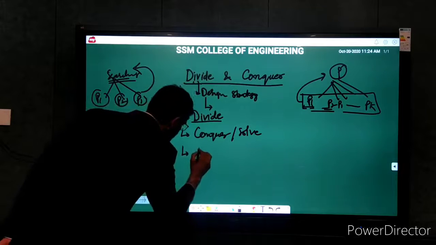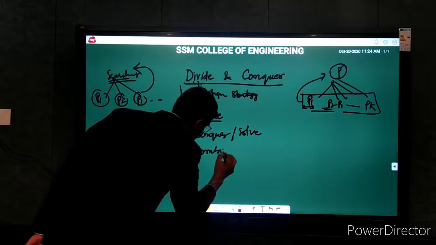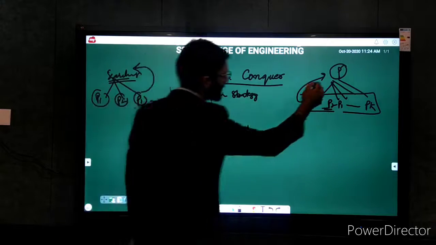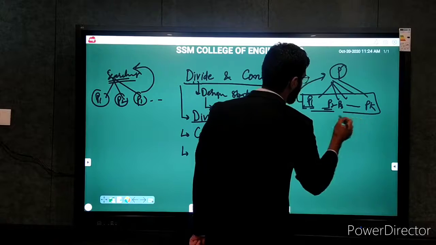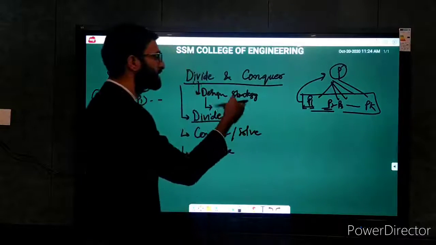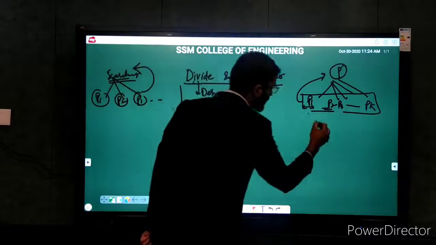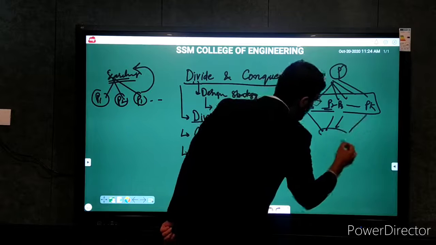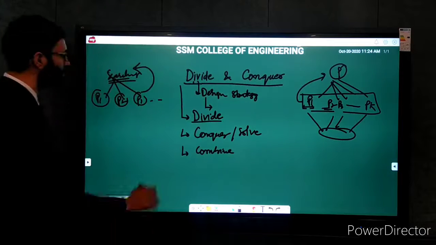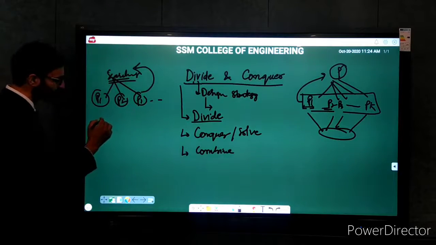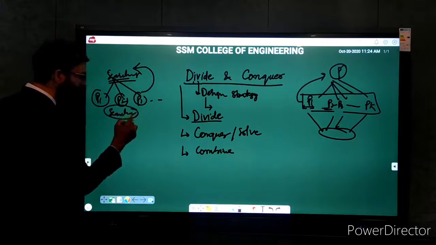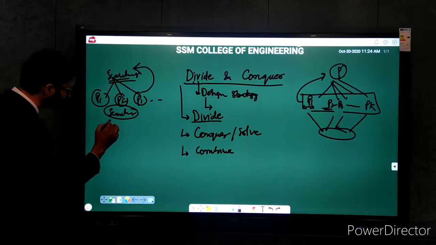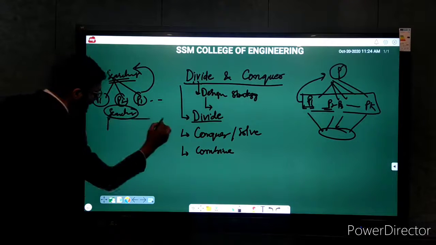Then after that we combine the solutions. Like if we have a problem P, we divide the problem into P1, P2, P3 and so on up to Pk. Then we solve each of these sub problems recursively and then we combine the solution of these sub problems. It is not mandatory always to combine. For example, if we take the case of searching technique, when we divide in searching technique, we are given a list of items like an array.